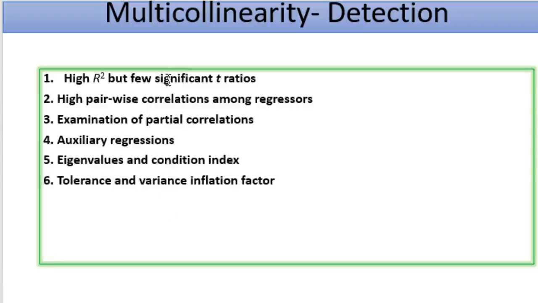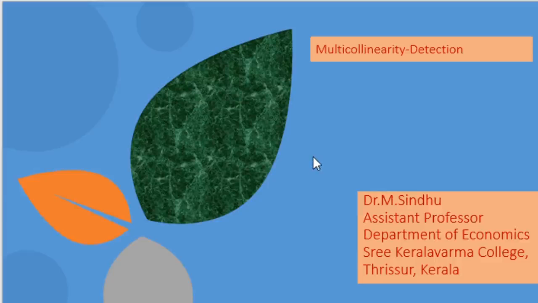Therefore, these are the important detection methods. If the regression result has a high R square but few significant T ratios, check the pairwise correlation coefficients, compute the partial correlations and check the criterion, then auxiliary regression, eigenvalues and conditional index, and tolerance and variance inflation factor. These are the methods used for the detection of multicollinearity. All these methods can be used for detecting multicollinearity.